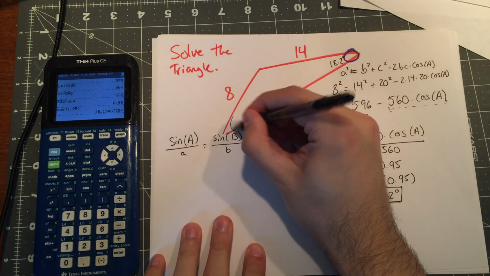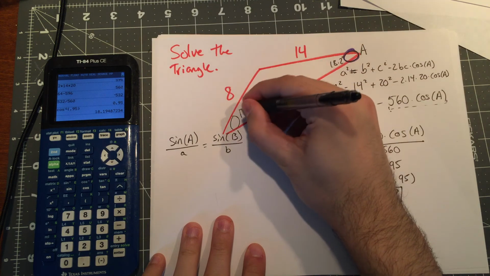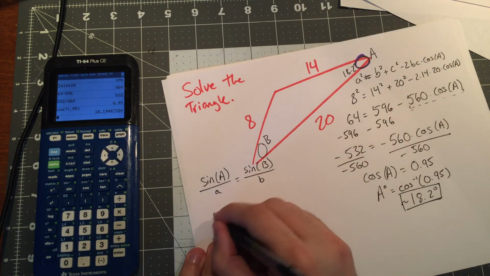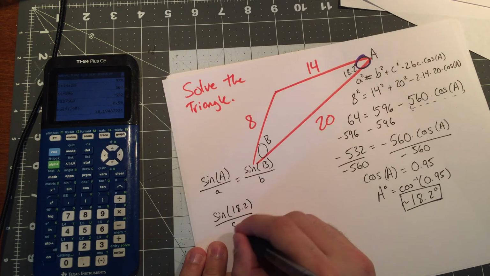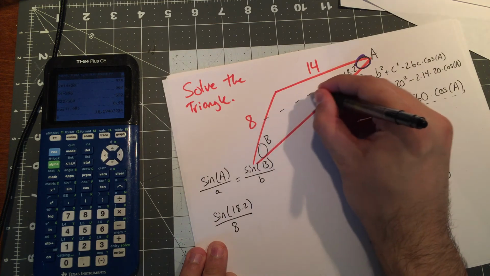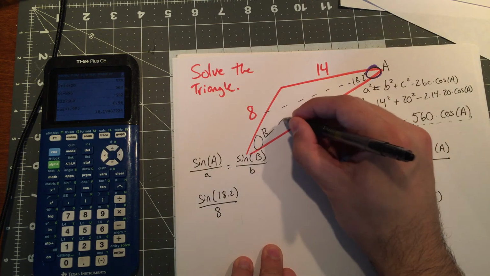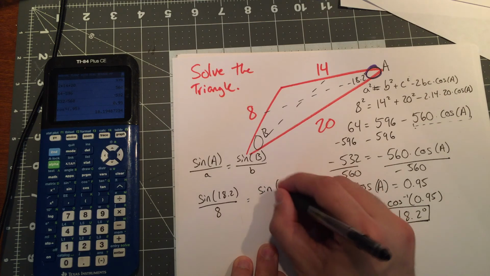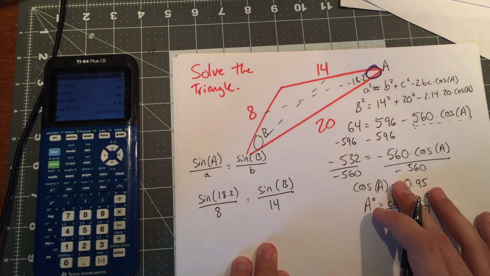I'm going to pick this one for no reason. So I'll call this A. I'm going to call this B. So the sine of A, the sine of 18.2 over 8, because remember in law of sine, that's a little recap, these opposite ones are connected. So that means B has to be connected to 14. The sine of B is 14.